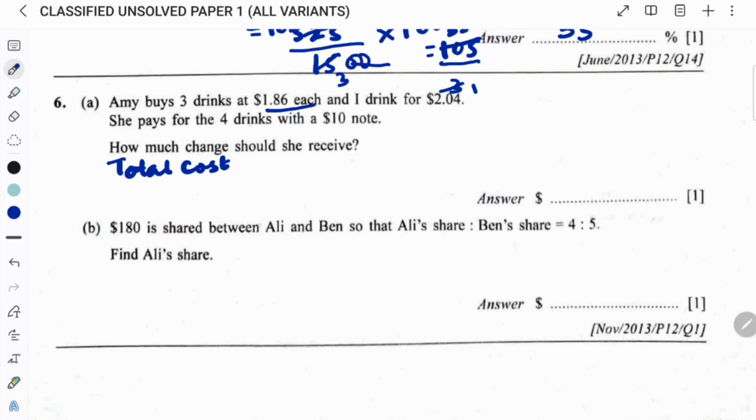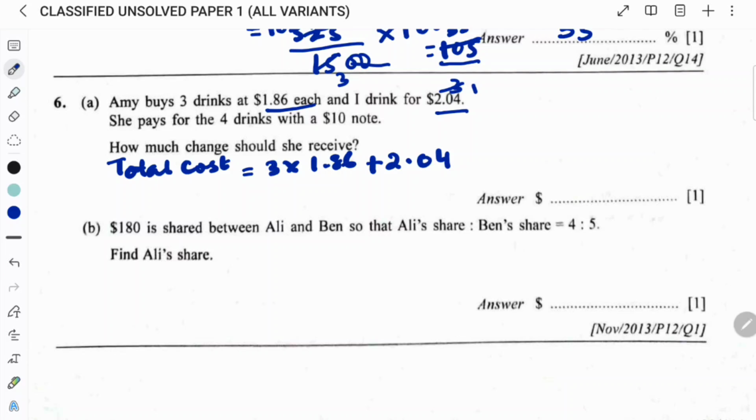For 3 drinks it is equal to 3 times 1.86. So this is the amount for the 3 drinks, and one more drink is 2.04. First of all find out the total cost, and then we'll find the change, because 3 plus 1, 4 drinks she bought.